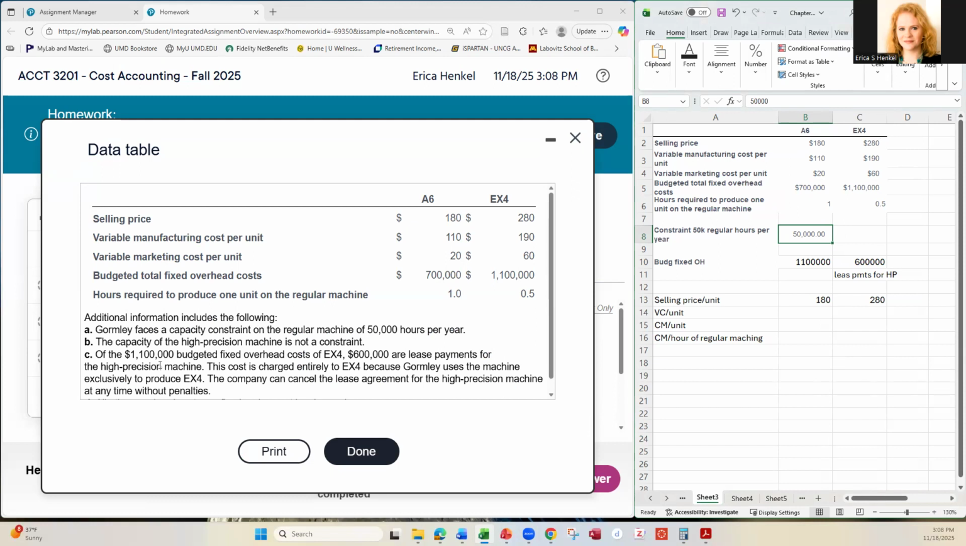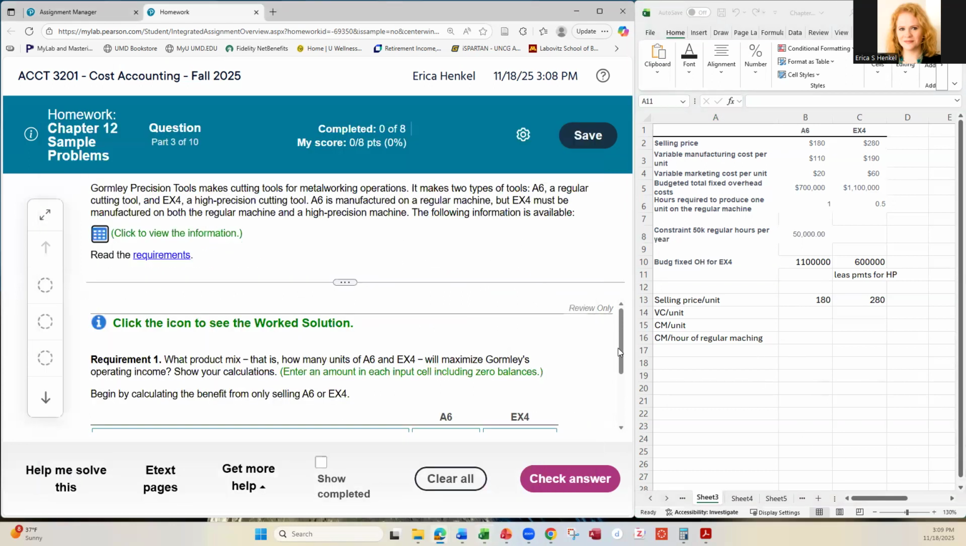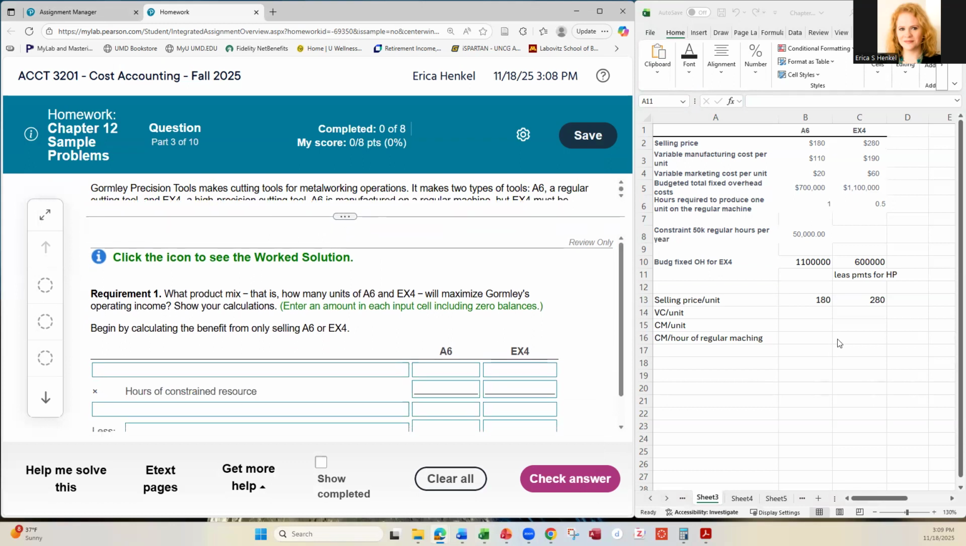So they have a $1.1 million fixed overhead budget here for the EX4. And of that, $600,000 is for lease payments for the EX4. I'm just going to label that. And they can cancel the lease agreement for the high precision machine at any time without penalties. Nothing else changes. So the one fixed cost that changes is that $600,000 lease payment.